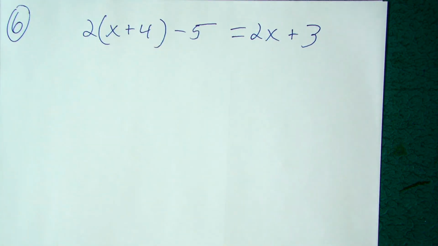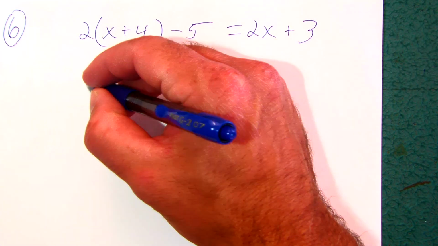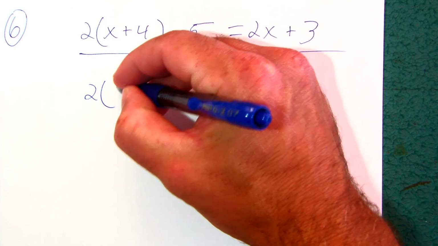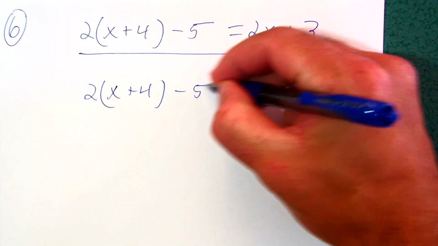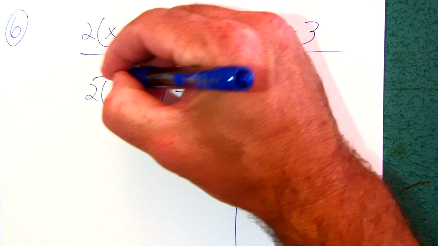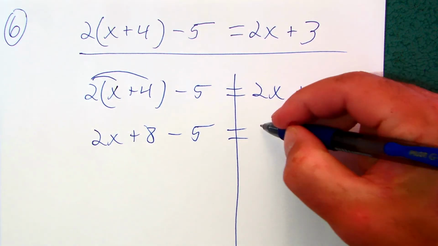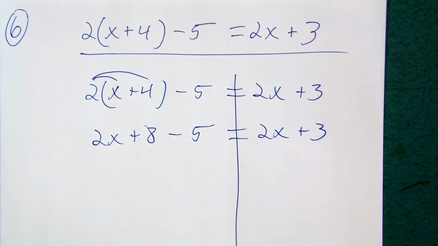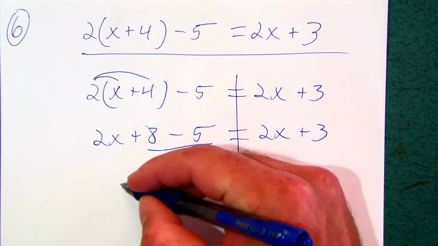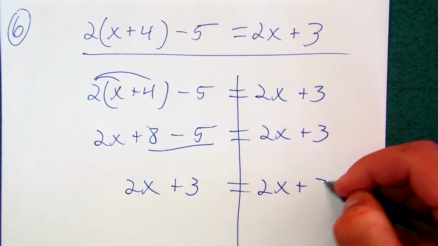Next up then, take care of your distributive property first. I just want to rewrite this. So we distribute, we get 2x plus 8 minus 5. Combine your like terms, so that means we get 2x plus 3 equals 2x plus 3. So you can see we have the same thing on both sides.